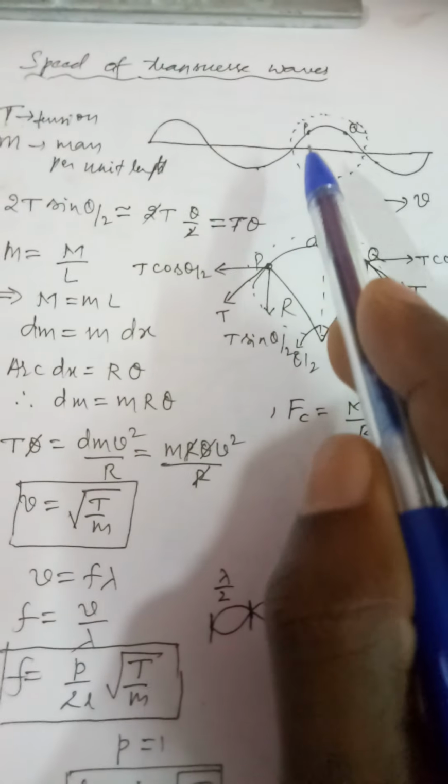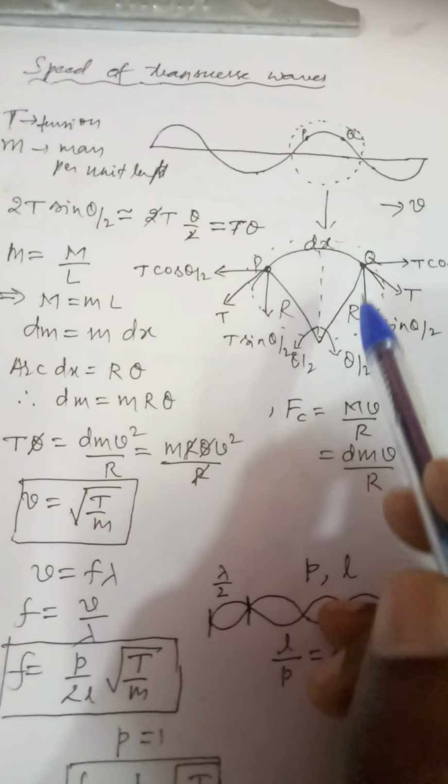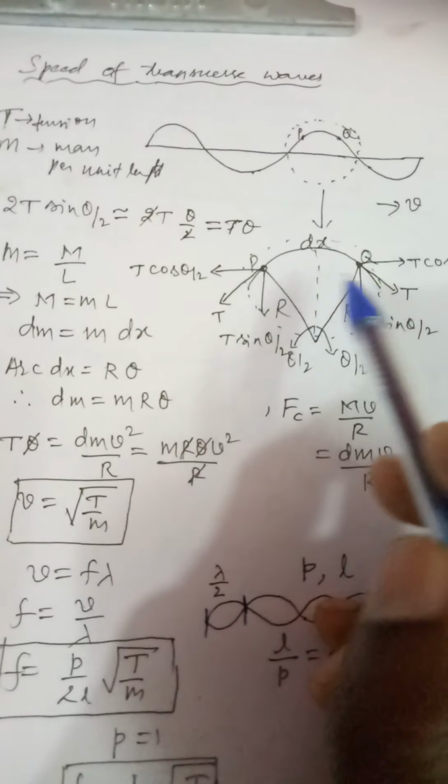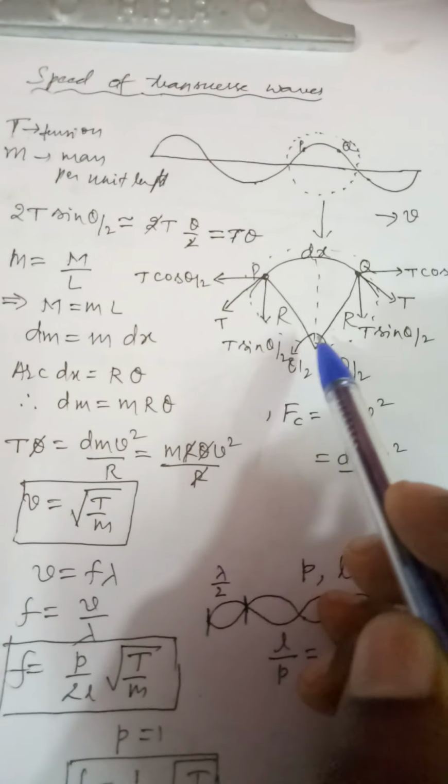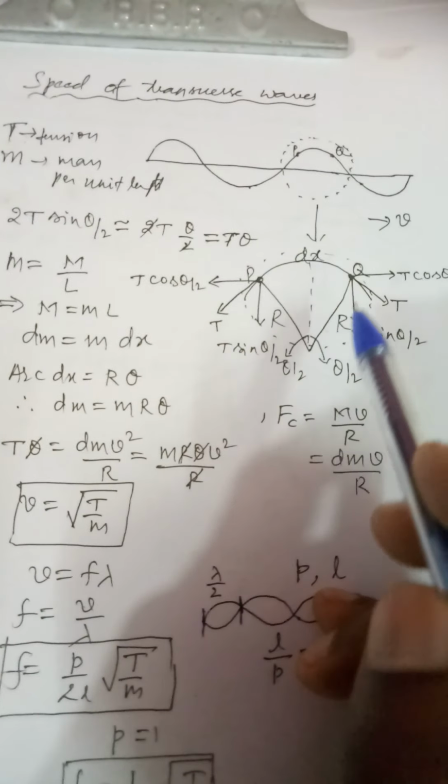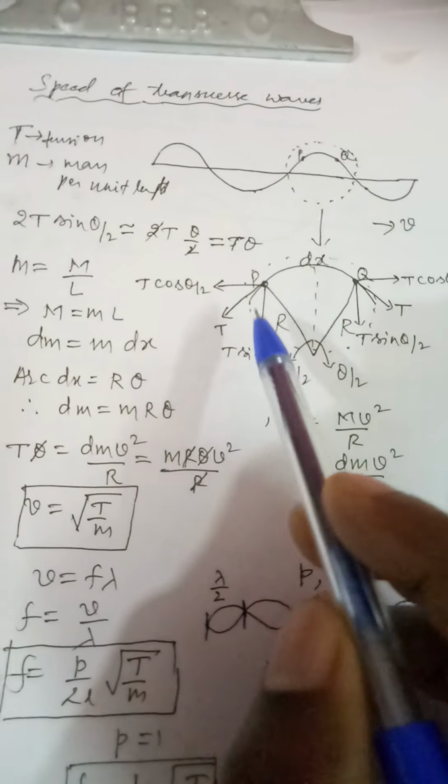Now consider a small portion of this. Mark 2 points P and Q. Enlarge this. Draw tangents at P and Q. Tangents give tensions. Suppose the total angle inclined in this region is theta. Now draw the radius of curvature, whose radius is r.